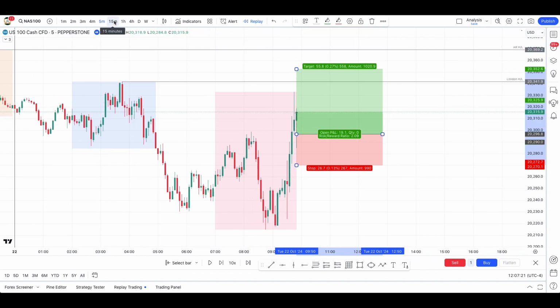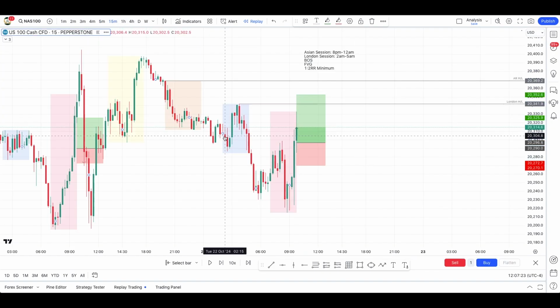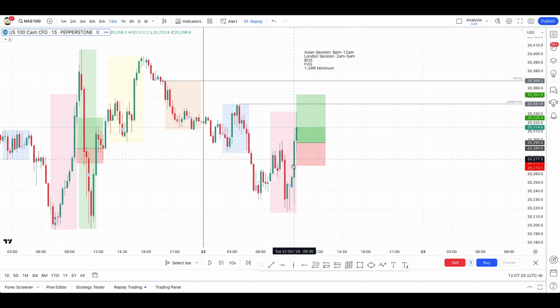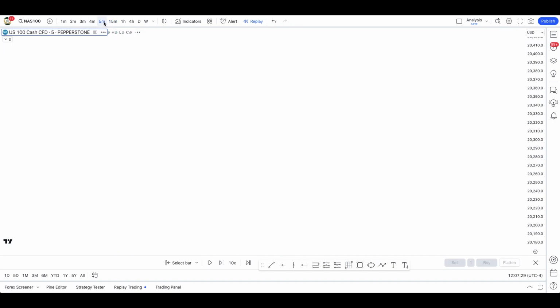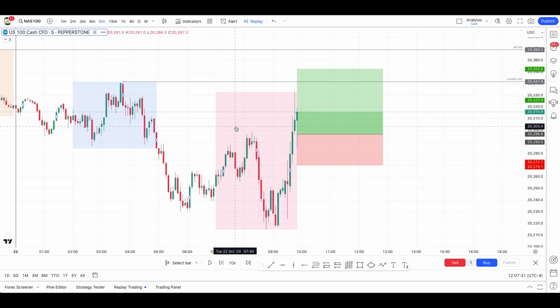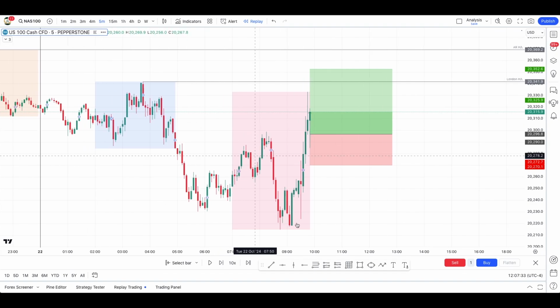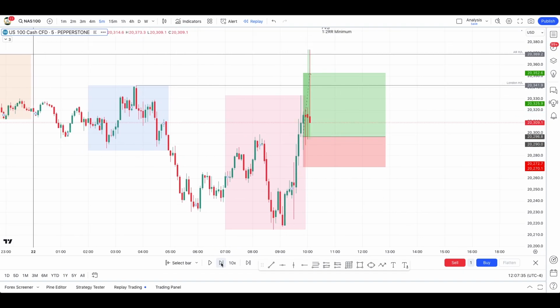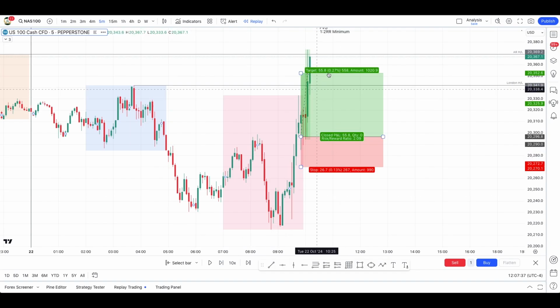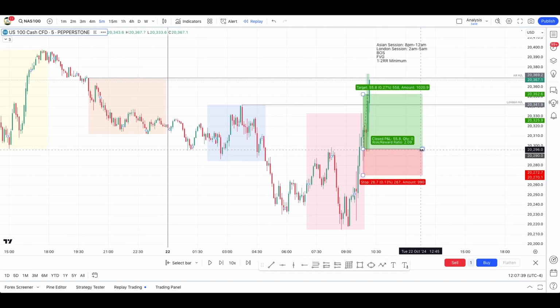Let's just go on the 15 minute to see if we had also something there. So on the 15 minute, we also had this fair value gap, but we're just taking all of our trades on the 5 minute, but that's something I would still study in my journal. And then right to target. So that's a beautiful trade right there.